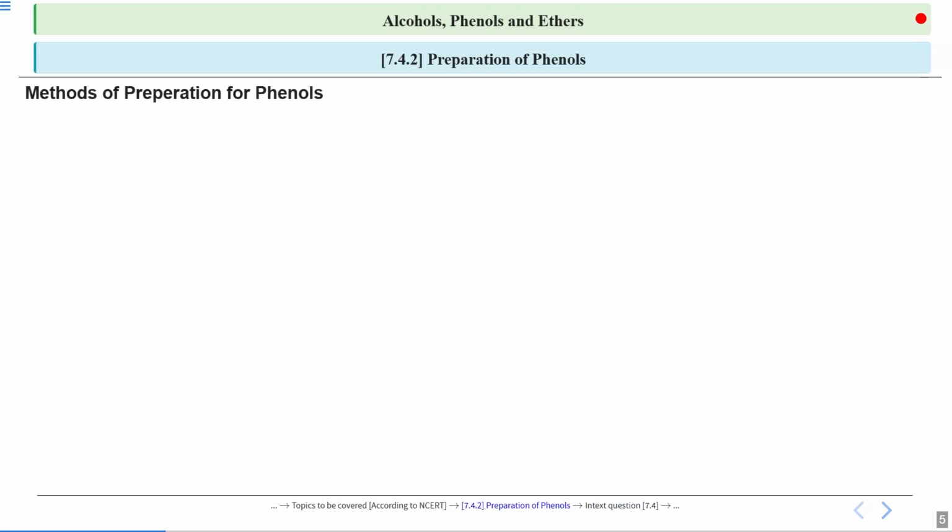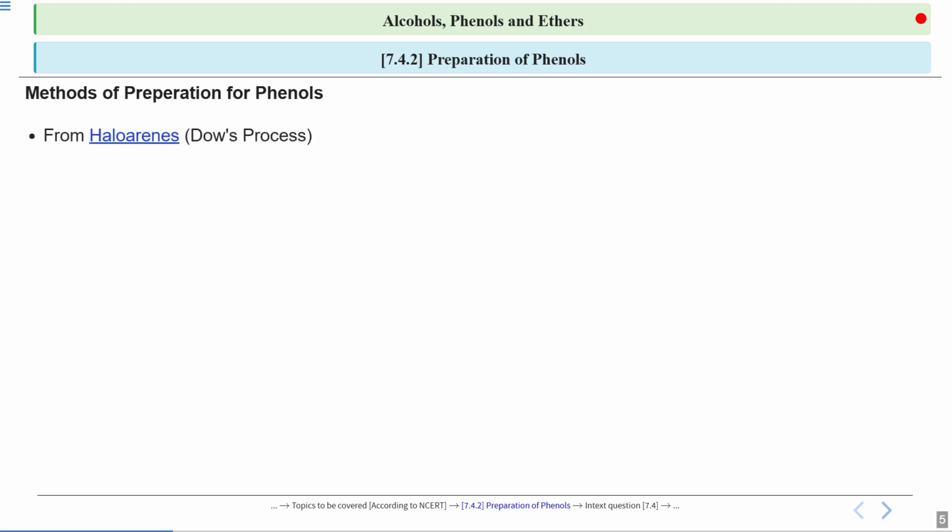So let's start with the first topic, that is section 7.4.2, preparation of phenols. So let's see the methods of preparation for phenols. In the previous lectures, we have covered the methods for the preparation of alcohols. Today, we are going to see the methods of preparation for phenols.